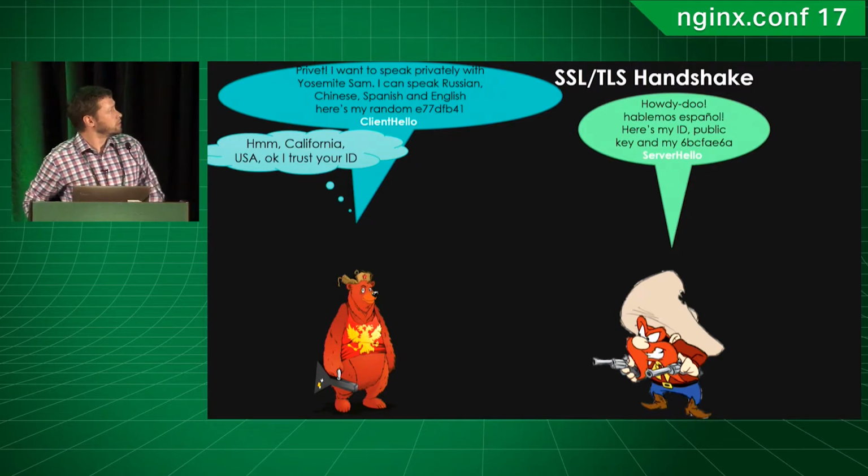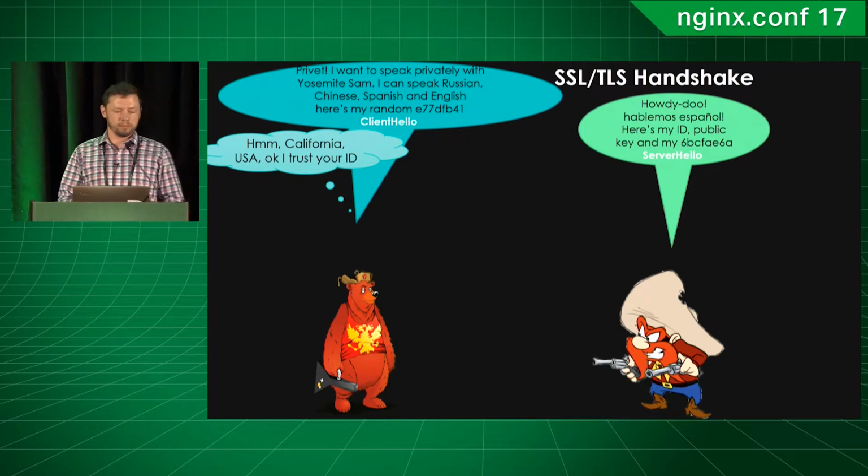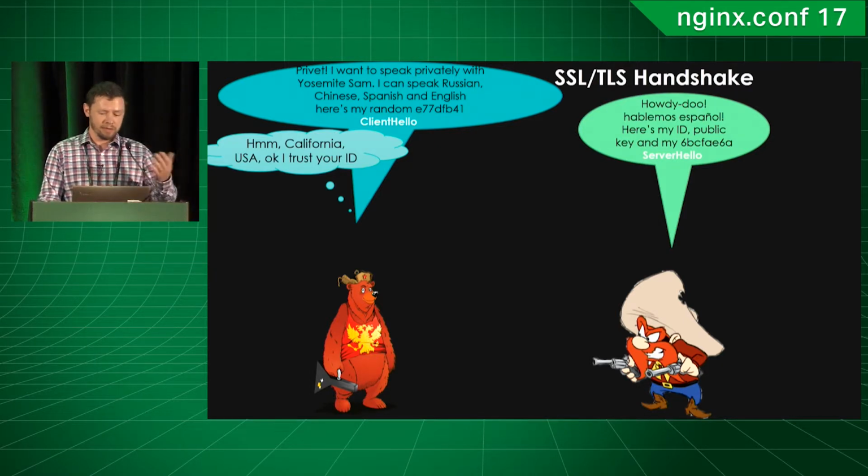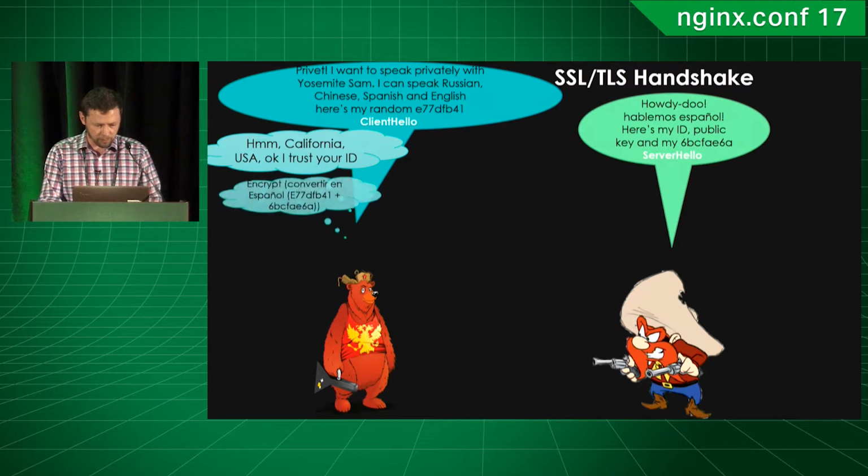Next thing that the client is doing, the client is verifying the certificate and the public key of the server and decides should it trust the server or not. So it decides, yeah, this guy is from California, it has a California ID, I know how it looks like. Okay, let's proceed with the conversation.